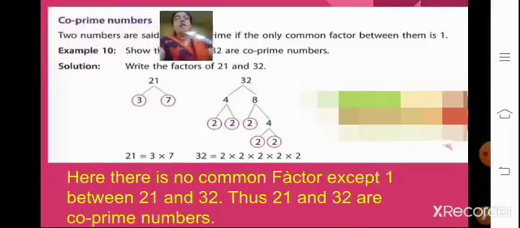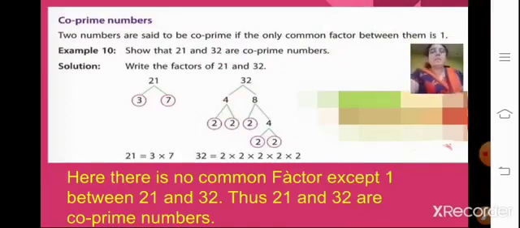Now, what are co-prime numbers? Two numbers are said to be co-prime if the only common factor between them is 1. Suppose you have two numbers and there is no common factor between them, but the common factor is only 1. Such numbers are said to be co-prime numbers. Now see here, the example given is 21 and 32.